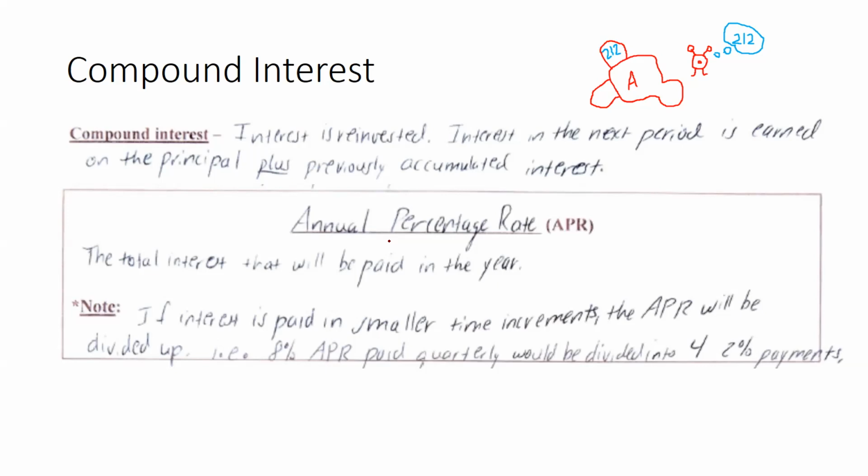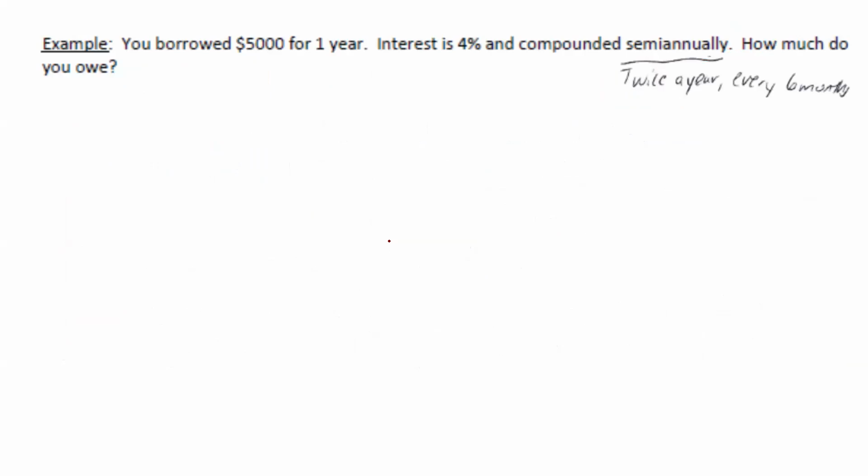If interest is paid in smaller time increments, the APR is going to be divided up. So 8% APR paid quarterly would be divided into 4 2% payments. So you may have to do a little bit of division here to sort of wrap your head around these ideas.